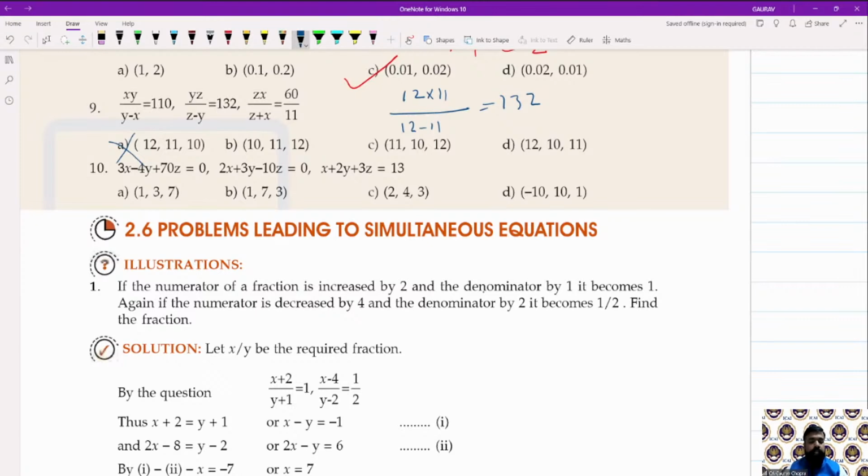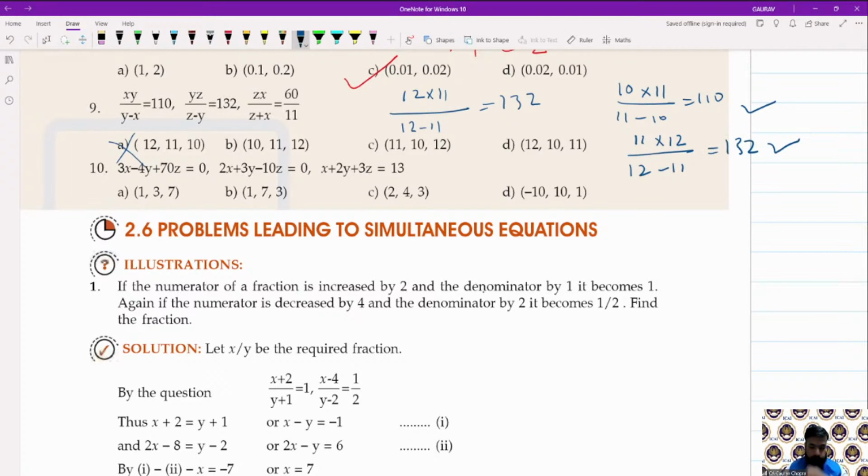Now we have to check with option number B. 10 into 11 upon 11 minus 10. So this time we are getting 110, so equation 1 is satisfied. Also check for equation number 2. Sometimes it can happen that one is satisfied and the other is not, so always cross check for perfection. So yz is 11 into 12 upon 12 minus 11. So we are getting 132, again satisfied.